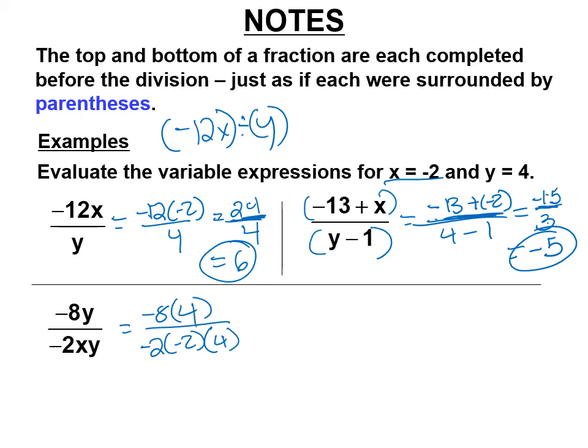All right, so there you go. So negative 8 times 4 is negative 32. Negative 2 times negative 2 is 4. 4 times 4 is 16. Negative 32 divided by 16, negative 2.